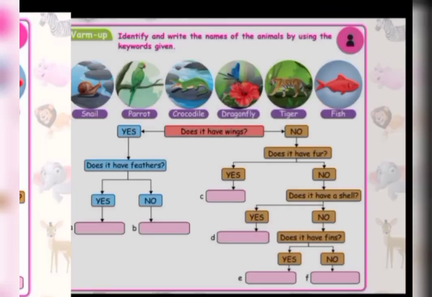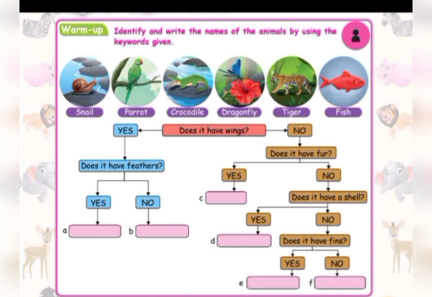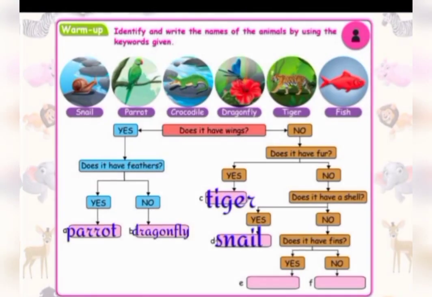And next, see, does it have wings? If it is no, we will come this side. First thing, does it have fur? Yes means the answer is tiger, because tiger has fur. And second, if it is no, does it have a shell? Which one has shell here? Yes, snail. So under the yes, the answer is snail.